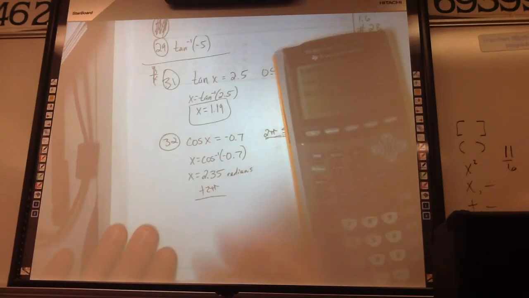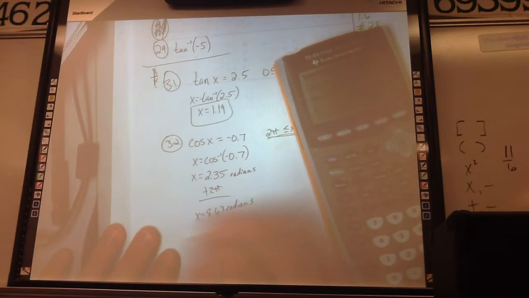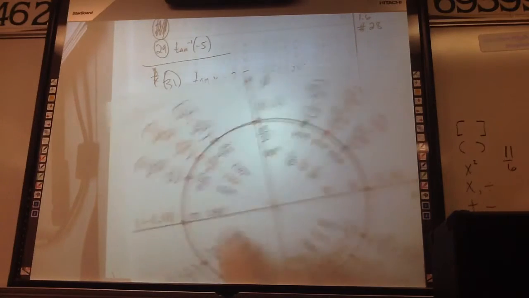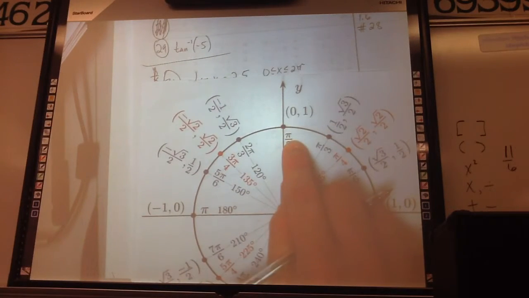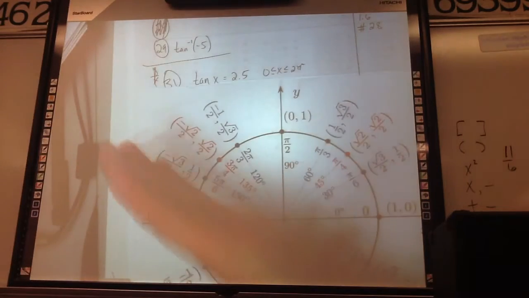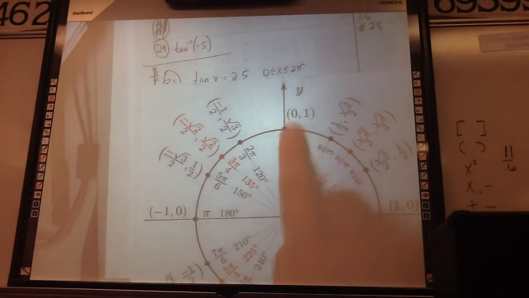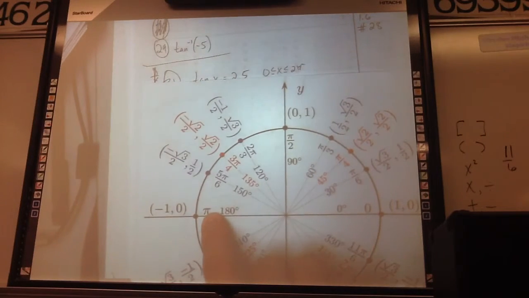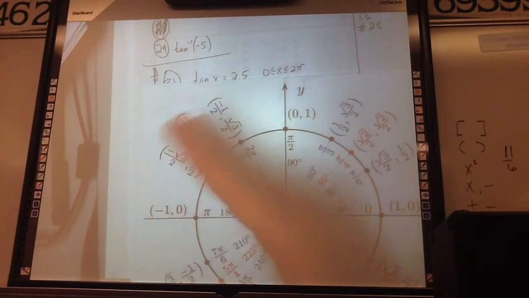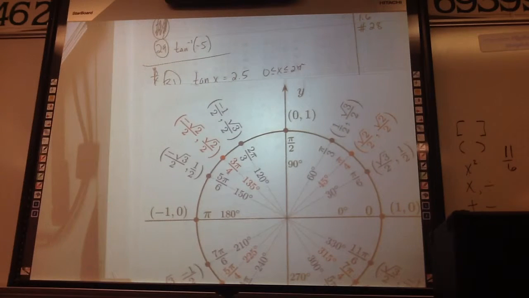Question. How did you know that the 2.3 was over there, in that area? Because pi is 3.14. Pi over 2 is 3.14 divided by 2, so 1.6-ish. So this is like 1.6 radians, and this is like 3.1 radians. So 2.3 is somewhere in the middle there. Make sense? You could write 3.14 radians, you don't have to write pi, but you just do because that's the exact answer.